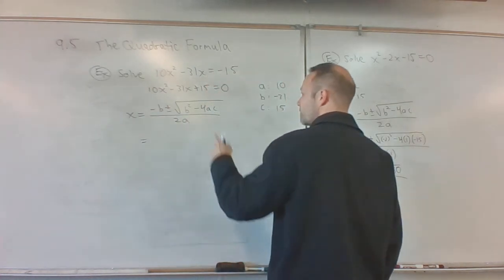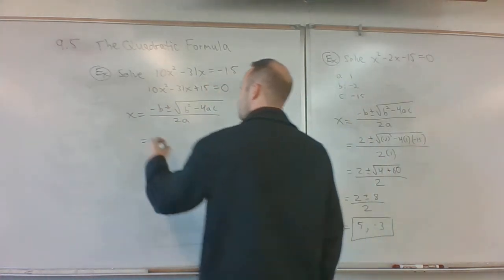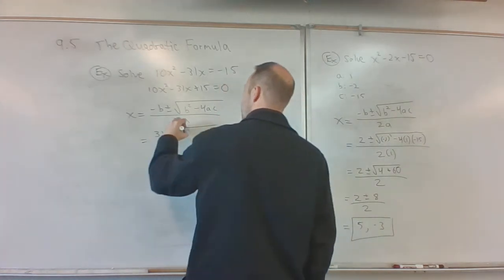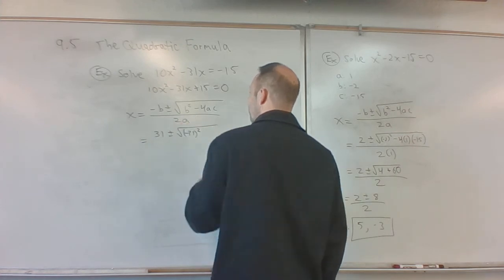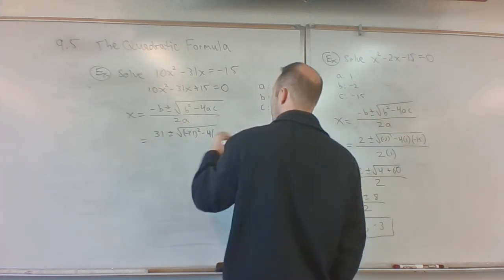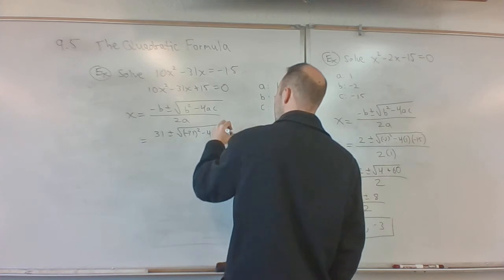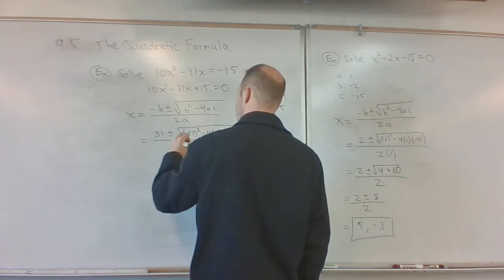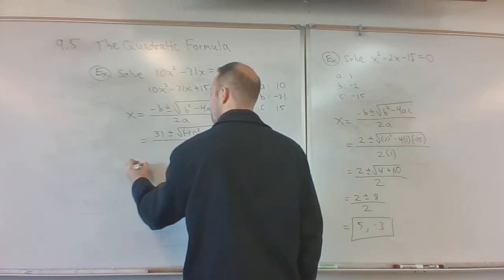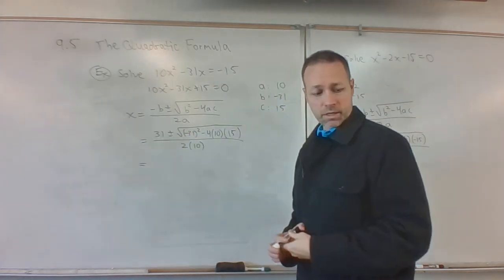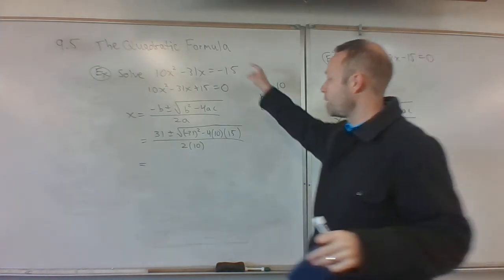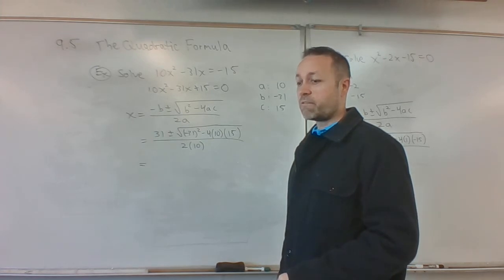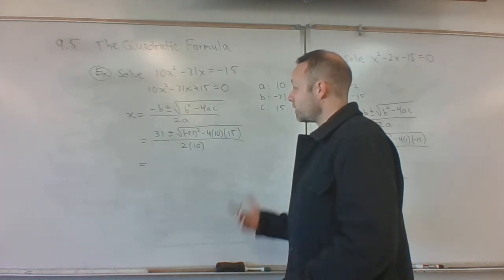Negative b is -31, that gives me a positive 31, plus or minus the square root of -31 squared minus 4 times a, which is 10, times c, which is 15. All of that over 2a, a is 10, so 2 times 10. Okay, we got some big numbers going on. Also, I don't know about you, but I wouldn't want to have to try to solve that using factoring. You could, this one could be factored.